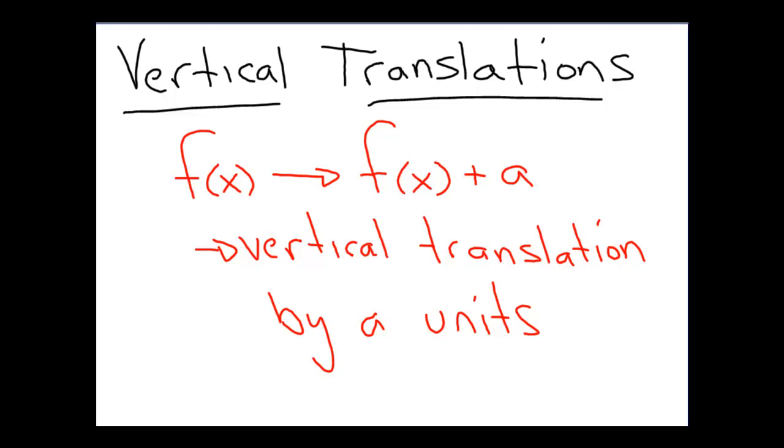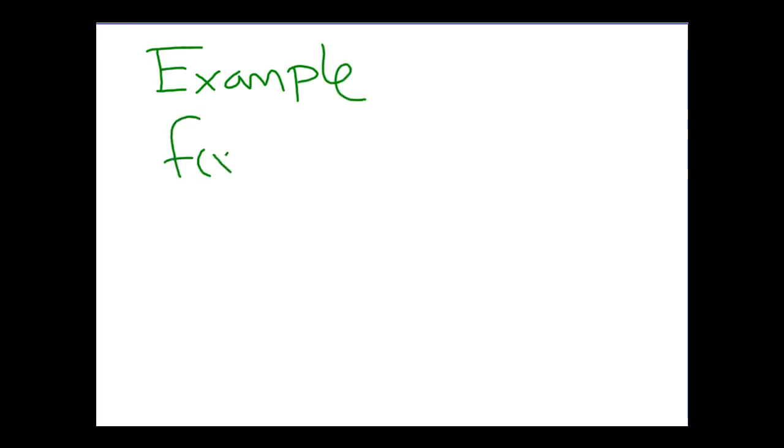This is very straightforward, sort of like our previous lesson. There's one very straightforward transformation and one that's a little bit more complicated. In this particular case, the vertical translation is a little bit easier for us to work with. If we take a look at our example here, let's observe what happens if we take f of x is equal to sine of x plus 2. And let's observe what the graph of this particular function looks like.